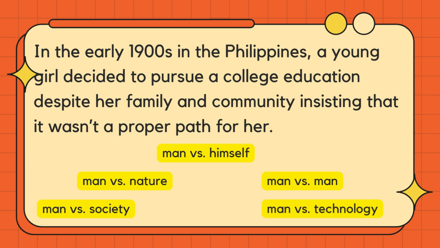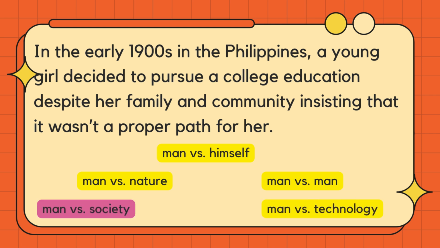Next, number 5. In the early 1990s, in the Philippines, a young girl decided to pursue a college education, despite her family and community insisting that it wasn't a proper path for her. What conflict is present in this situation?